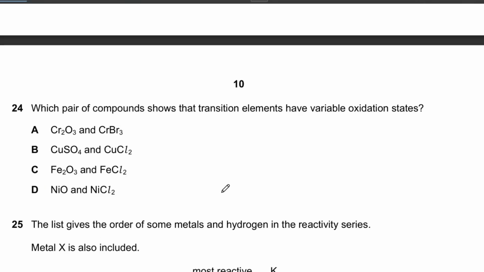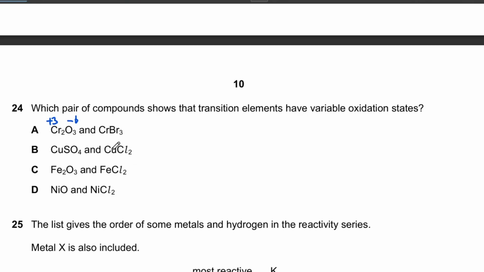Next question, question 24. Which pair of compounds shows that transition elements have variable oxidation state? That means they have more than one oxidation state. So we have to calculate the oxidation state of each transition metal in these compounds. Let's start with the first one. We already know oxygen is -2, so -2 times 3 is going to give us -6. Now if oxygen is -6, that means our two chromiums are going to be +6. And then we divide it by 2. That means the oxidation state of chromium here is +3.